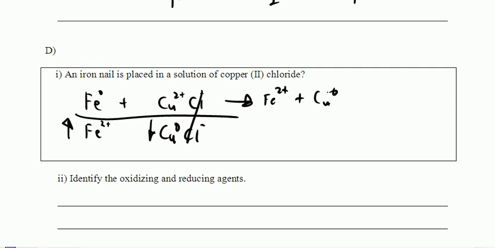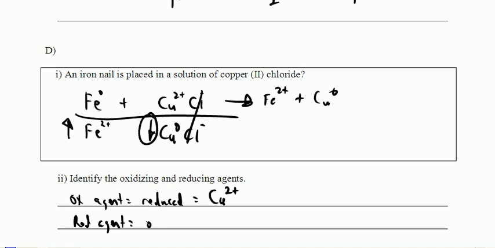Identify the oxidizing and reducing agents. So, the oxidizing agent equals the one who's reduced, and that's going to be equal to the down arrow, so Cu2 plus, and the reducing agent is equal to the one who's oxidized, so that's going to be my up arrow, which is going to be Fe0.